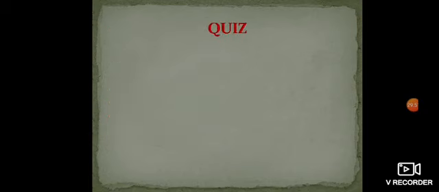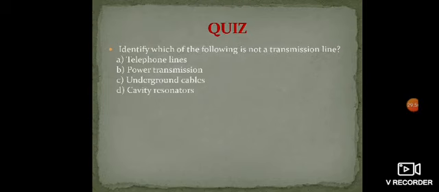Next, let's have a quiz on this. The first question is, identify which of the following is not a transmission line. The first option is telephone lines, the second option is power transmission, the third option is underground cables, and the last one is cavity resonator. So what is the answer? Please note this question.